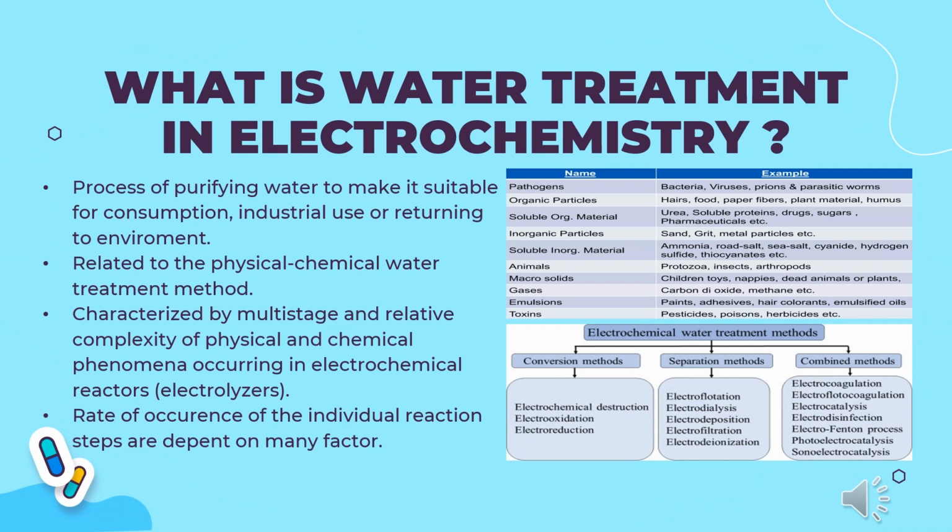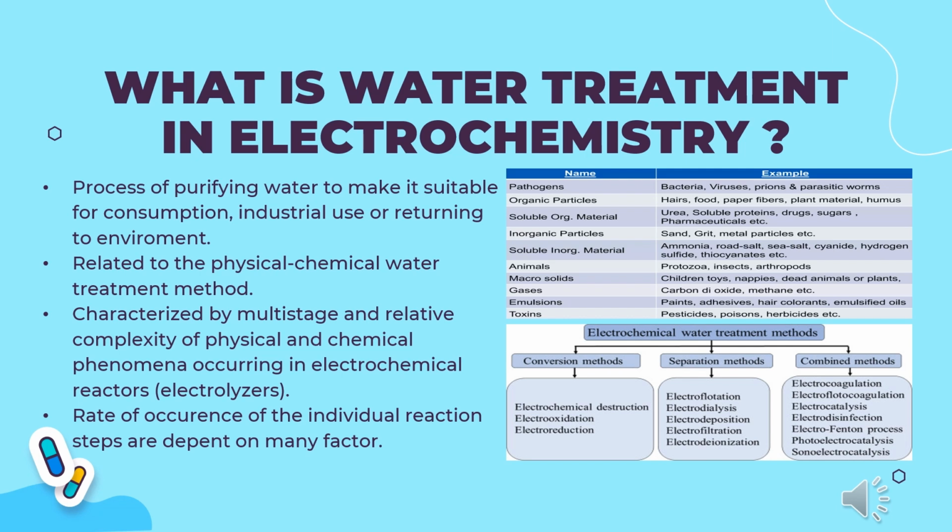So, you guys must be wondering, what is water treatment in electrochemistry? Water treatment is a process of purifying water to make it suitable for consumption, industrial use, or returning to the environment. Because there are substances in water that can harm us, animals and plants if we consume them, such as pathogens, organic particles, soluble organic materials, inorganic particles, soluble inorganic material, animals, macrosolids, gases, emulsions, and toxins.